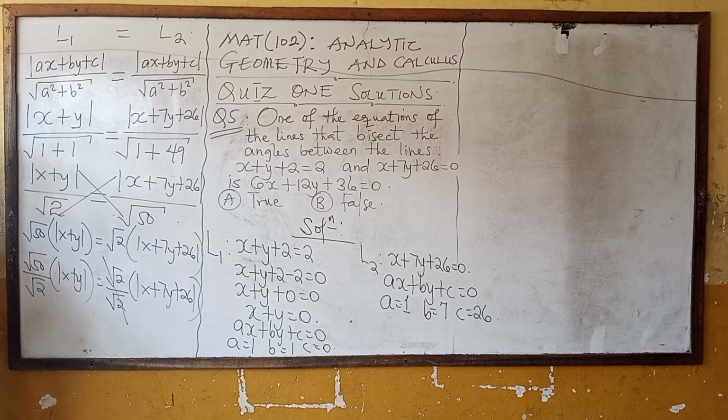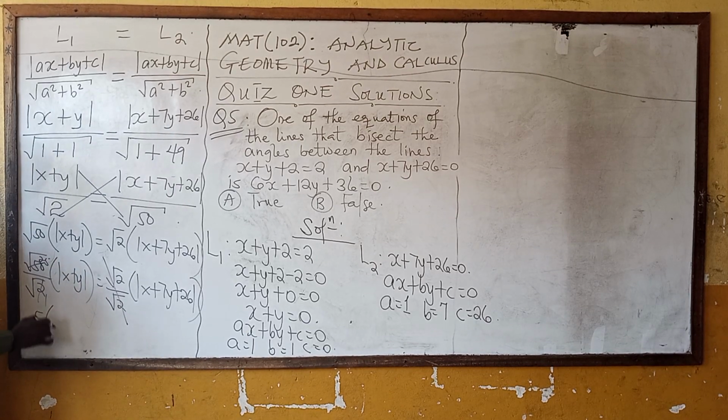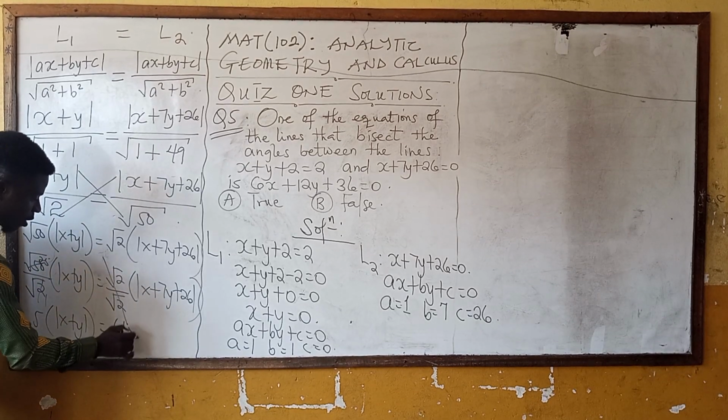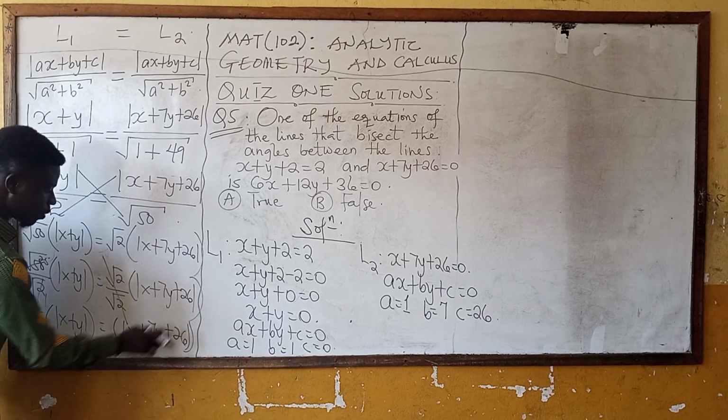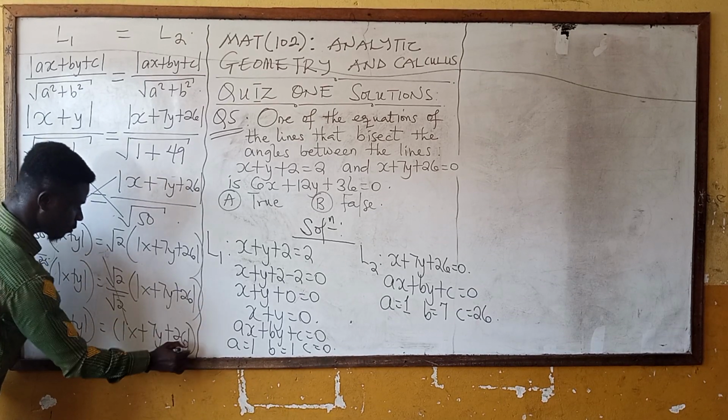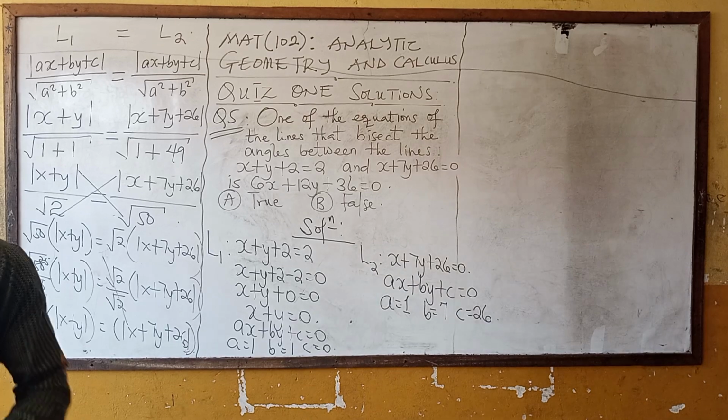Now, since they are in the same square root, we can cancel out. So 2 here, 1 into 50, you get 25. Square root of 25 is 5, and the absolute of x plus y equals the absolute of x plus 7y plus 26. So we have this.